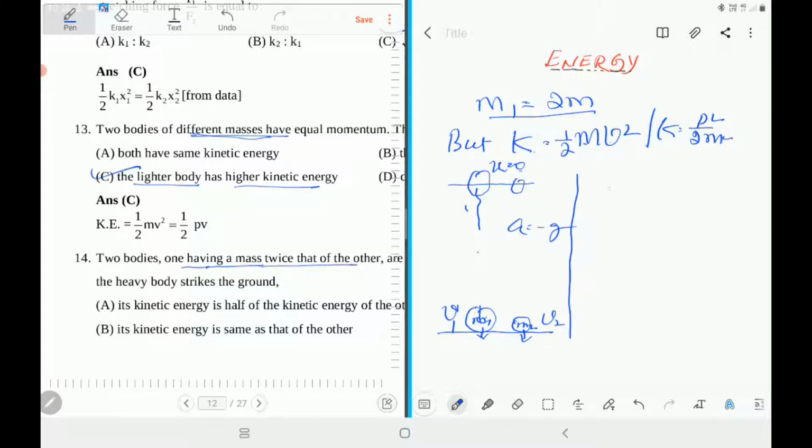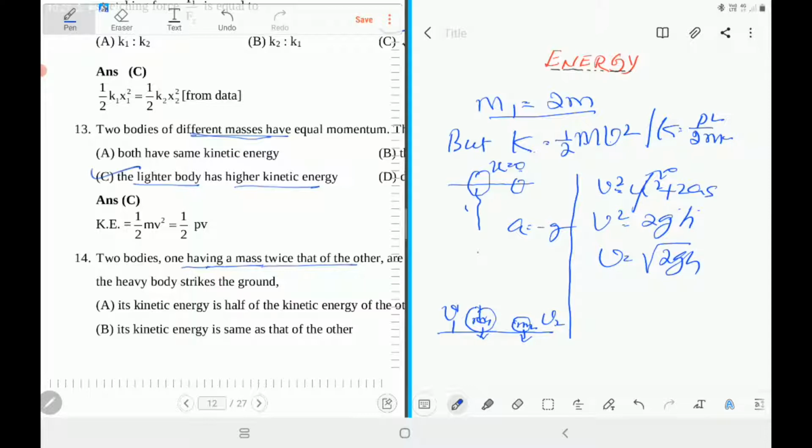Minus negative down. So use this relation: v squared equals u squared plus 2as, where s is the displacement. The value of u squared is 0, that's why we get 2g into h. Everything is downward, so the negatives cancel. What is the value of v? That is root of 2gh.